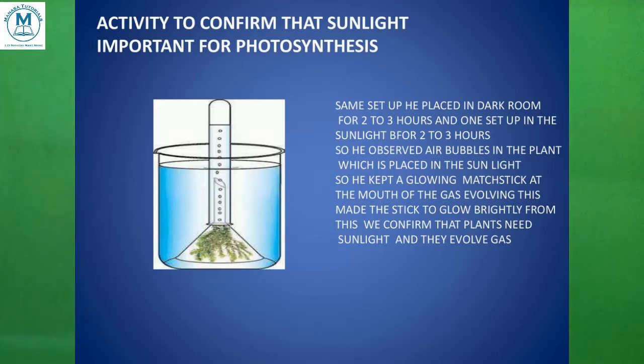Means with this what we can prove, light is important in the process of preparation of food, that is in the process of photosynthesis, because in the presence of light only we observe these air bubbles, and the equipment which is placed in the dark room doesn't produce any air bubbles. Understood? Because the end product of the process of photosynthesis is what? Finally we get oxygen. So here oxygen is evolved by using what? Light energy. Understood? So with this activity we can prove it.